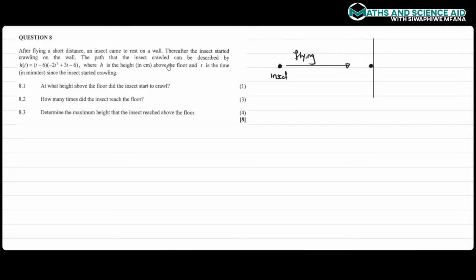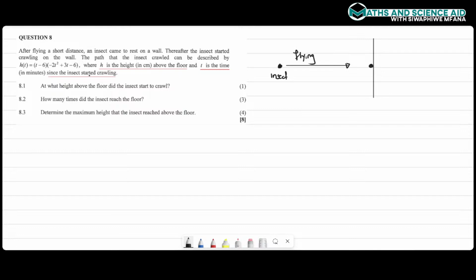The path the insect crawled can be described by this equation, and h here is the height in centimeters above the floor. That's important actually, let me underline it. So h is the height in centimeters above the floor, and t is the time in minutes since the insect started crawling. Let's look into the questions. 8.1 says, at what height above the floor did the insect start to crawl?